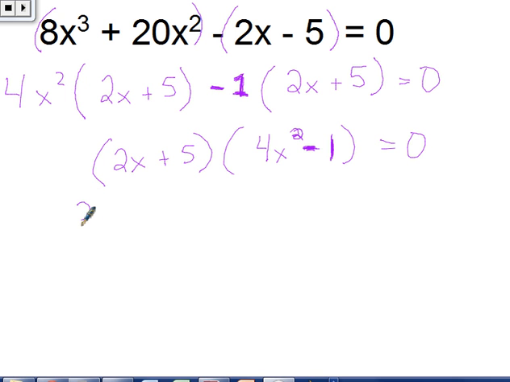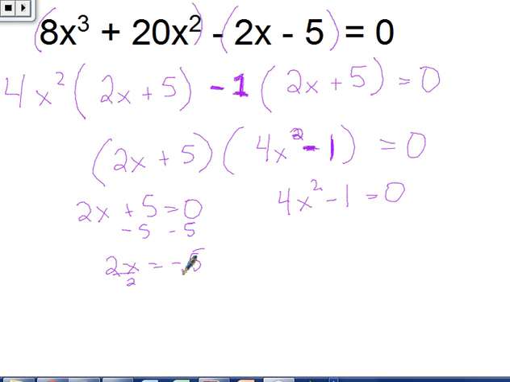So now when we solve this, either 2x plus 5 equals 0 or 4x squared minus 1 equals 0. Okay, so with a couple of steps, we can get these solutions pretty quickly. 2x equals negative 5, divide by 2. So I'm just going to leave this as a fraction. You can, of course, write it as 2.5 if you wish. But negative 5 halves is one of your solutions, or negative 2.5.